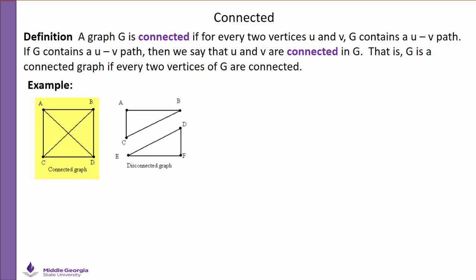Example. The graph on the left is a connected graph. We can start at any vertex, A, B, C, or D, and find a path to any of the other 3 vertices. The graph on the right is a disconnected graph. If we start at vertex A, there is no path to vertex E.